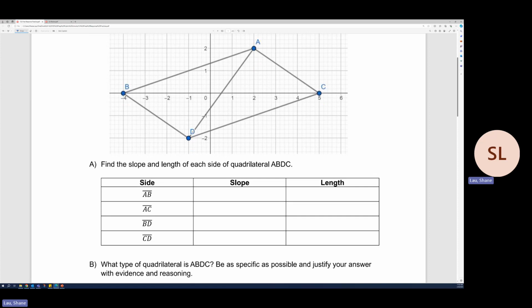Before I start finding the slope and the length, let's go ahead and label these points. This is (2, 2). This is (5, 0). This one is (-1, -2). And this one is (-4, 0). Okay, so that's a good start. Labeling the points is definitely something that I would start off with.